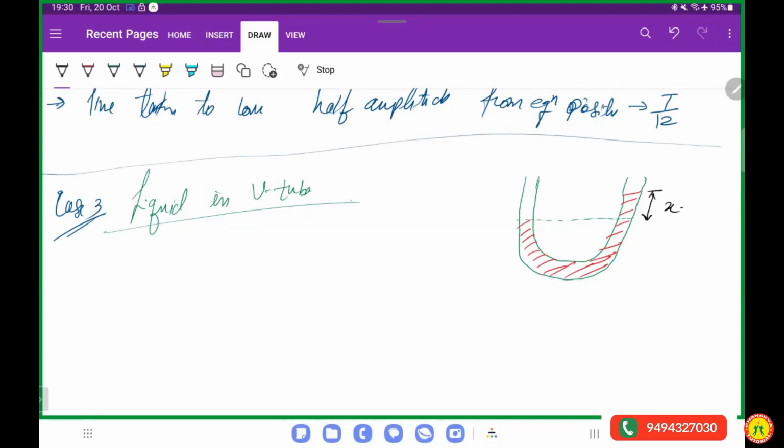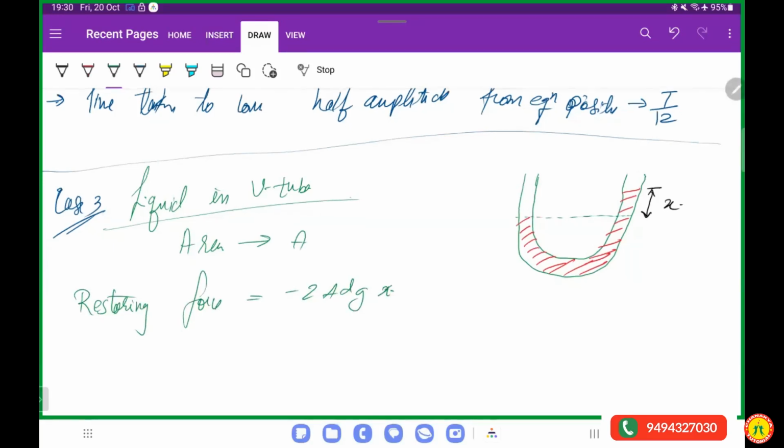So this is your position. So in this one, we can see here what? U-tube, which has a cross-sectional area A. Area is A. And we are drawing it vertically upward. Both ends are upward. So restoring force equals minus 2A d g x. X is the distance of liquid displaced.